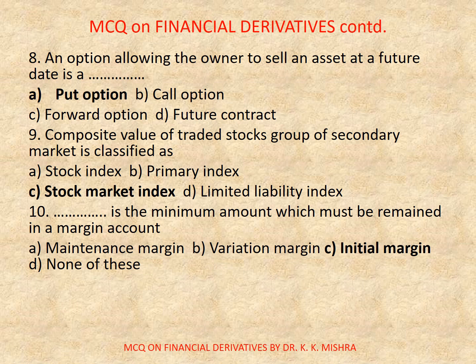Question number 10. Dash is the minimum amount which must be remained in a margin account. Options are A. Maintenance margin, B. Variation margin, C. Initial margin, D. None of these. Correct option is C. Initial margin. Now move to the next slide.